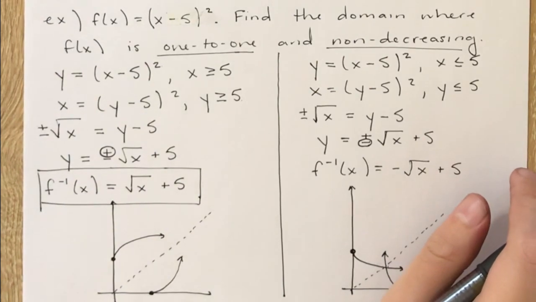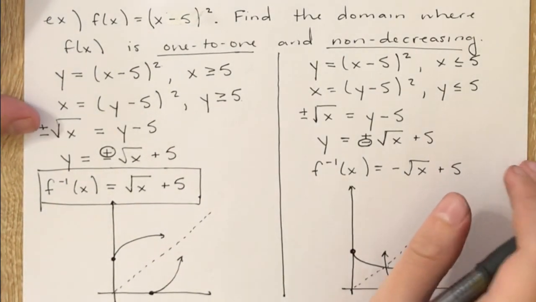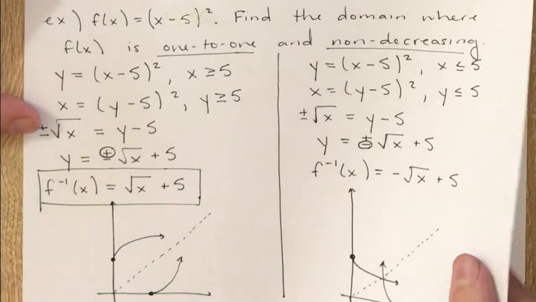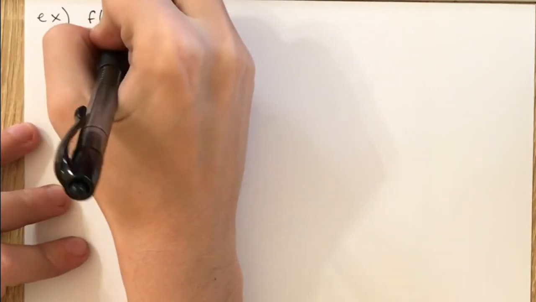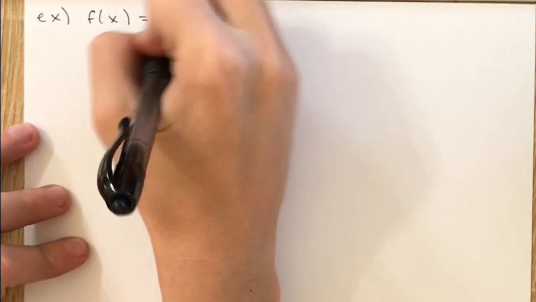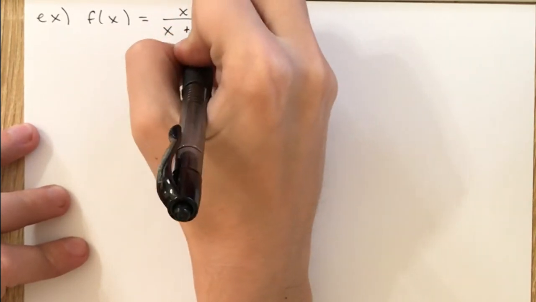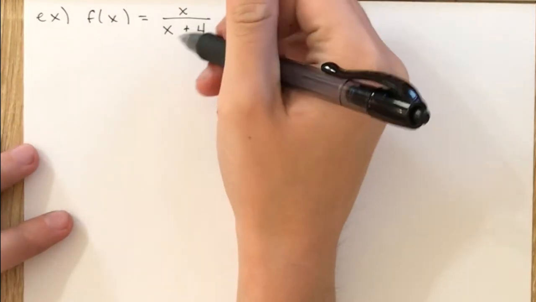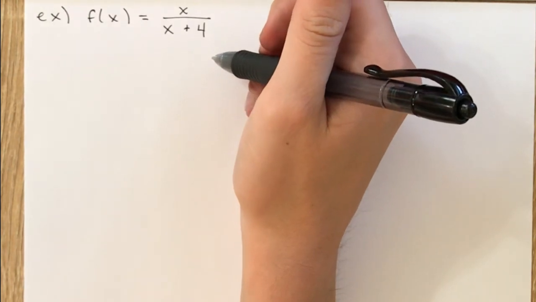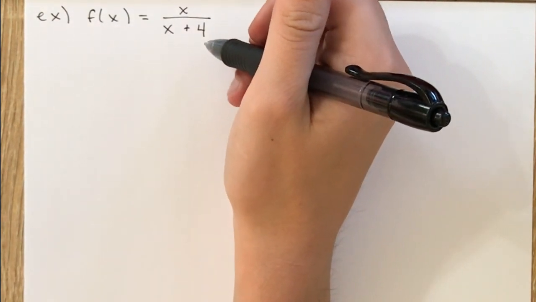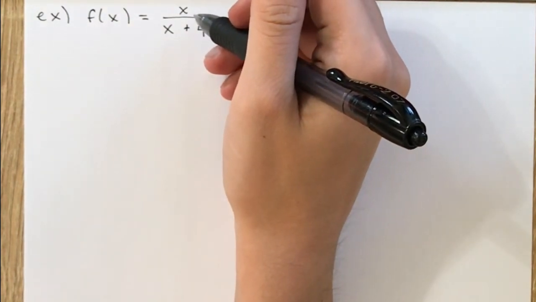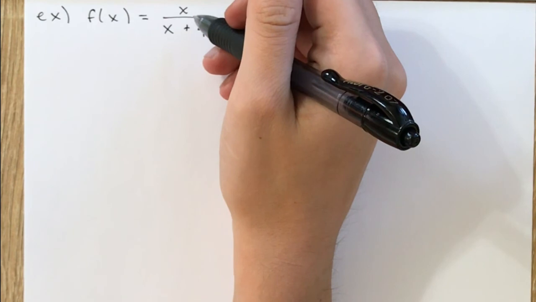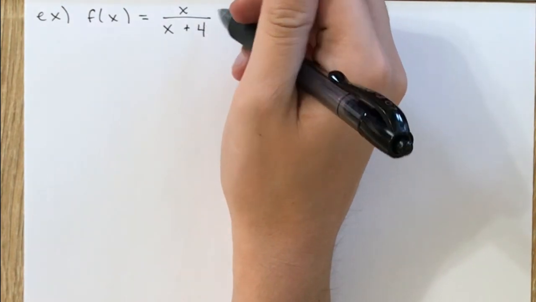Okay, I want to do one more type of function because it's kind of a tricky one that you'll see potentially in WebAssign. So let's say you're given f of x equals x over x plus 4. Why is this different from what we've looked at before? Well, it has two x's, right? All the other functions we've looked at have just had one x. So this is a little bit different, but not super scary.